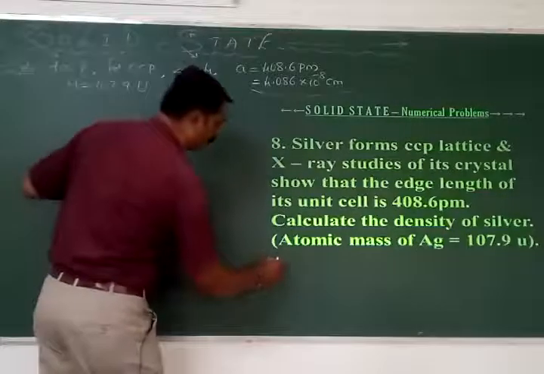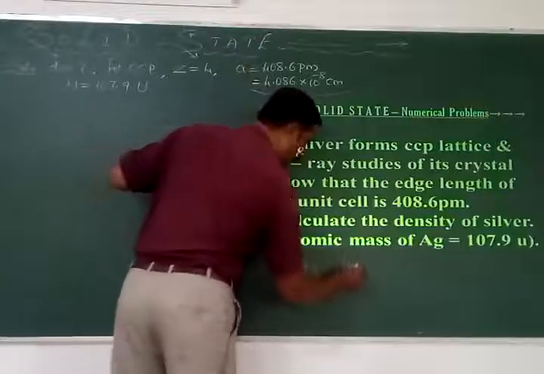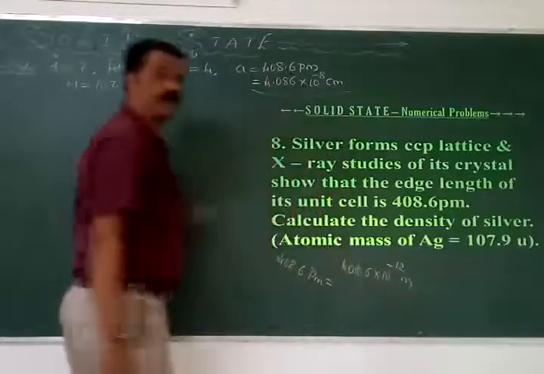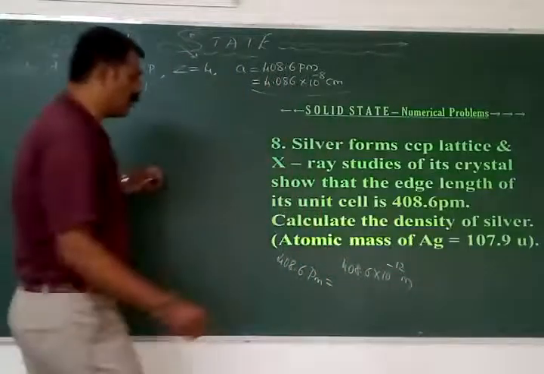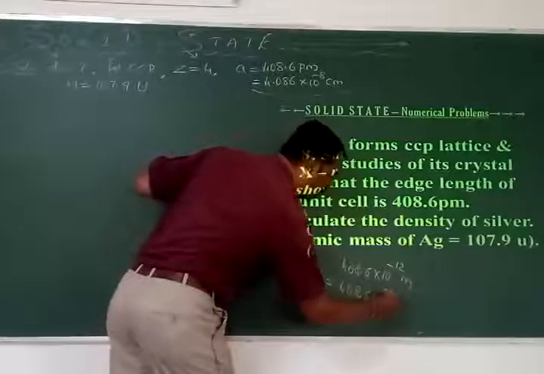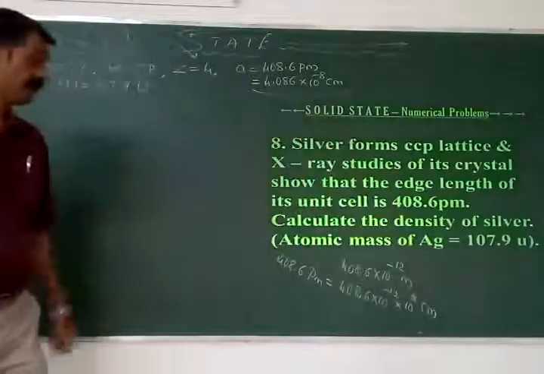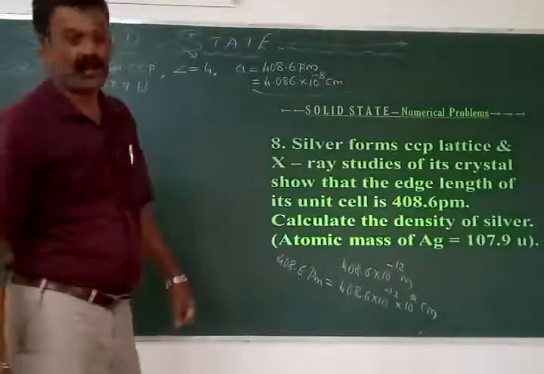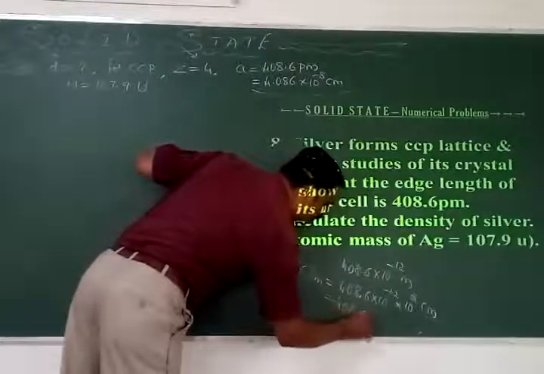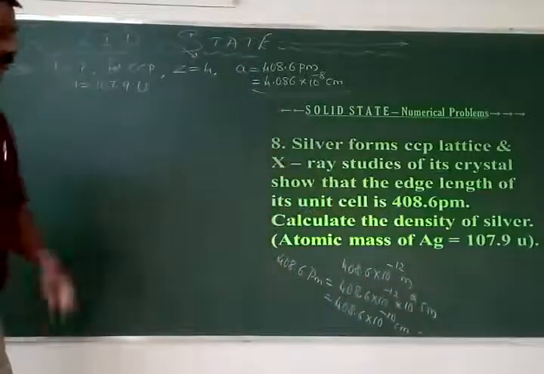So let us start first with 408.6 in terms of picometer. Can I write that as 408.6 into 10 to the power of minus 12 meters? That is equal to 408.6 into 10 to the power of minus 12 into 10 to the power of 2 in terms of centimeter. Why? Because 1 meter is 100 centimeters. That is equal to 408.6 into 10 to the power of minus 10 in terms of centimeter.